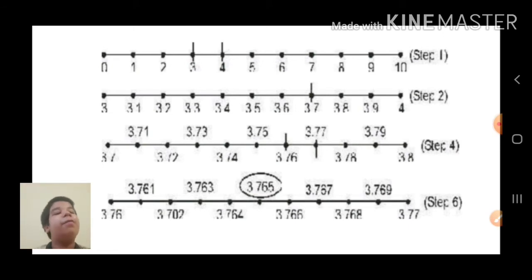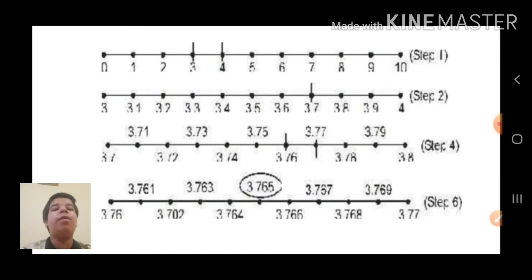In step 3, we will increase the space between 3.7 and 3.8, like this: 3.71, 3.72 to 3.79, 3.8. Now we know that 3.765 is between 3.76 and 3.77. Now divide this space again into 10 new intervals. That would be like this: 3.76, 3.761 to 3.769, 3.77. Now we got the answer that we were waiting for. The number 3.765 lies on the number line. So mark this and you've got the answer.